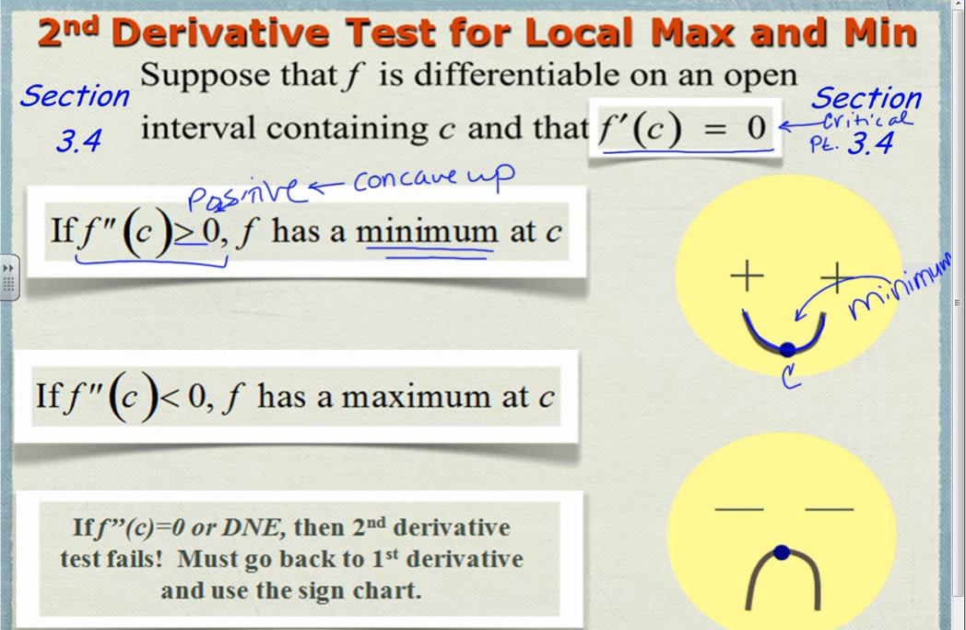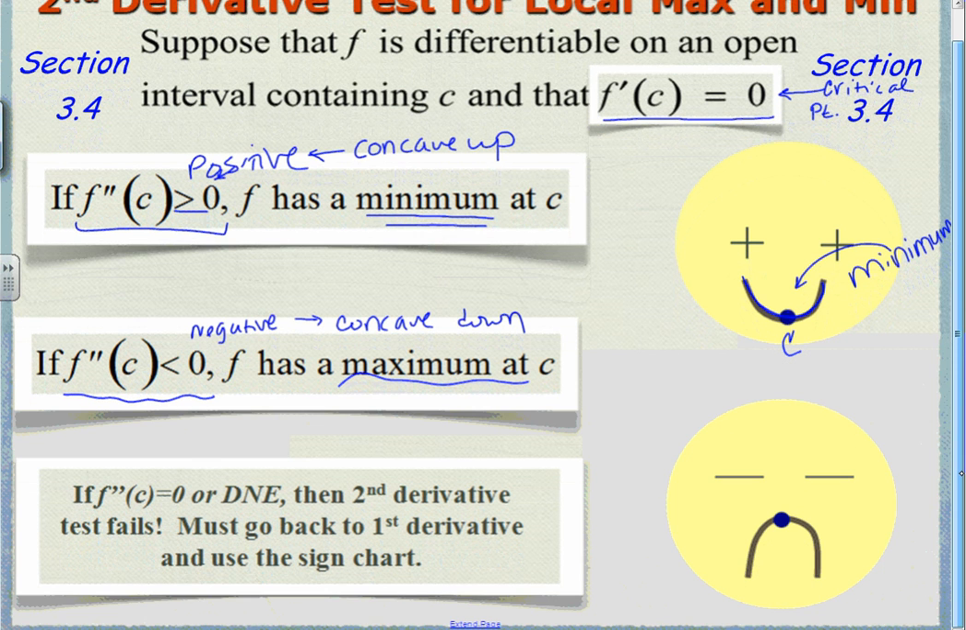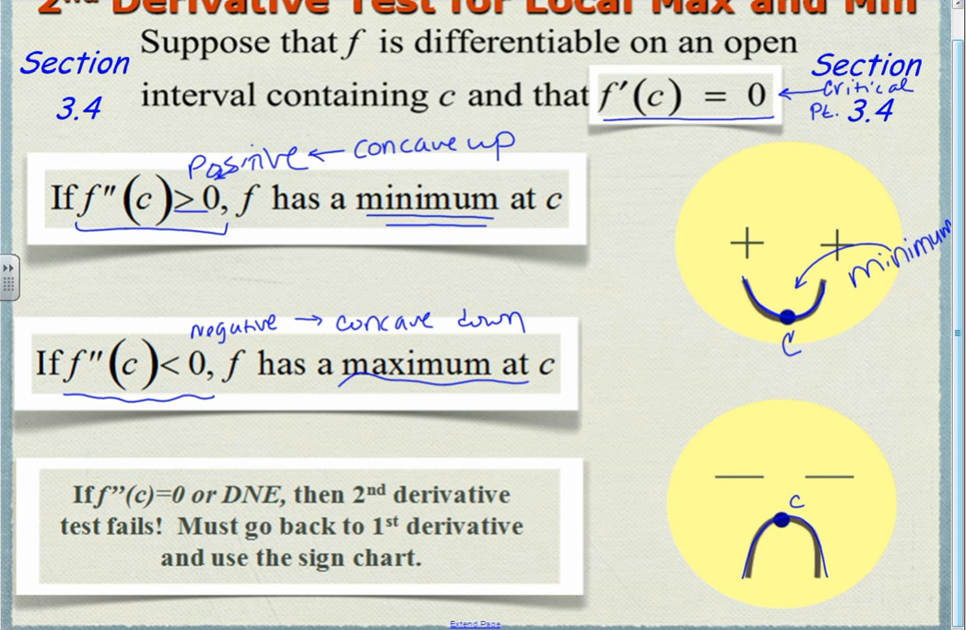Makes sense, doesn't it? If the second derivative of c is less than 0, which means I have a negative second derivative, which means I have a concave down situation, then I know that c will be a maximum. Look at the picture on that. Concave down, like a frown, puts c at the top of this situation, and thus c must be a maximum.